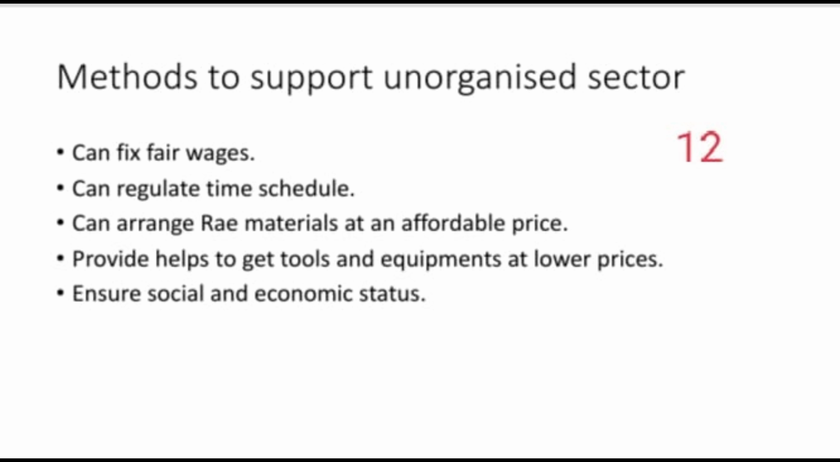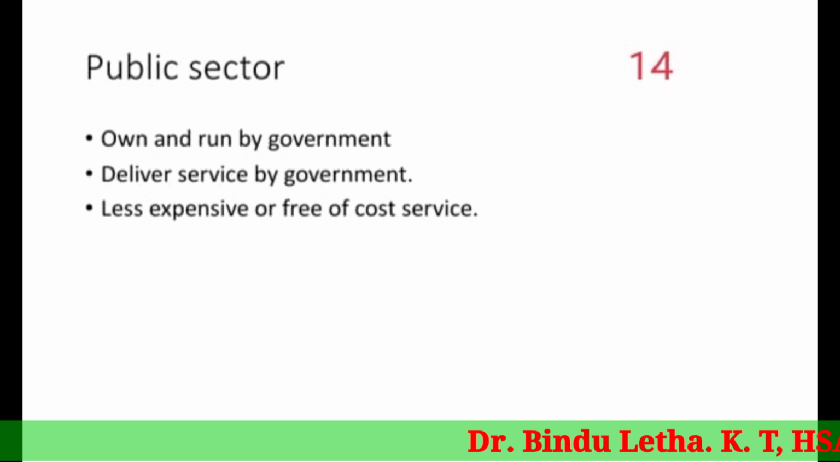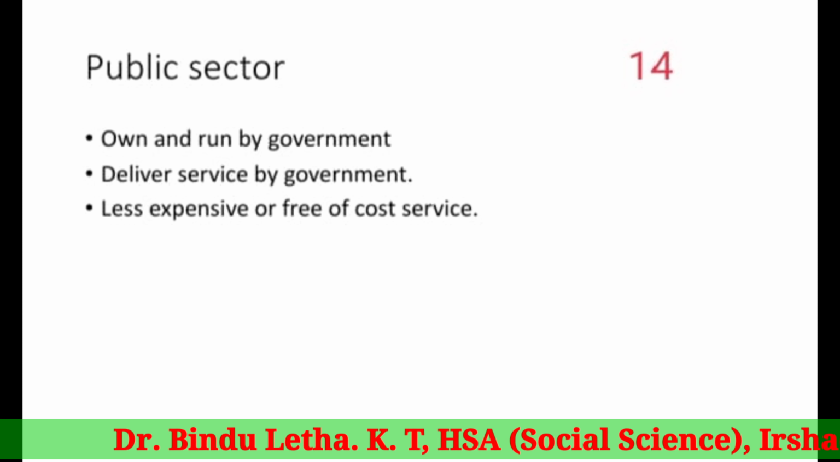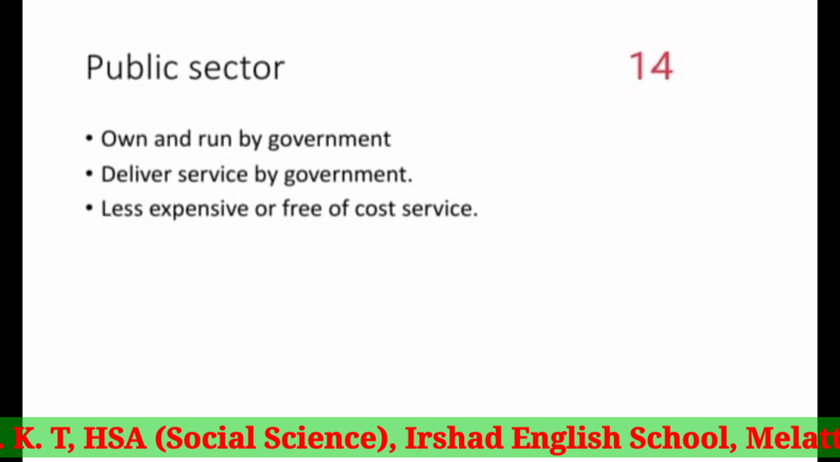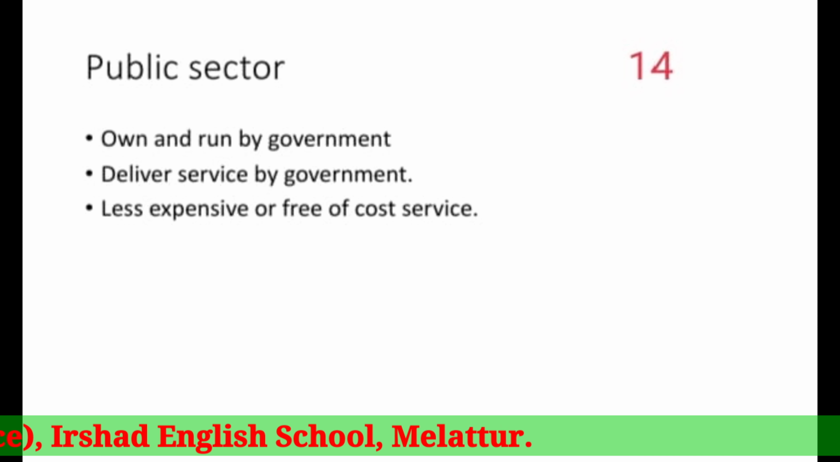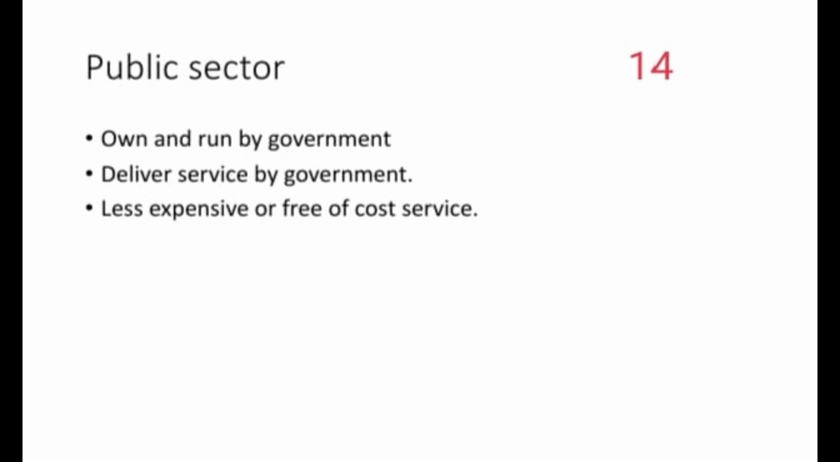On the basis of ownership, there are also two sectors. The first one is the public sector and the second one is the private sector. What is the public sector? The public sector is owned and run by the government. It delivers service by the government. It has only less expensive or free of cost service. The second one is the private sector. It is owned and operated by individuals. It is mainly run to earn profit. It is an expensive one.